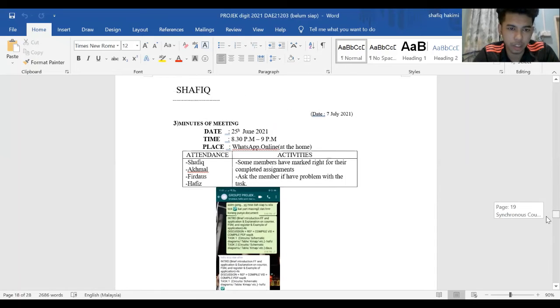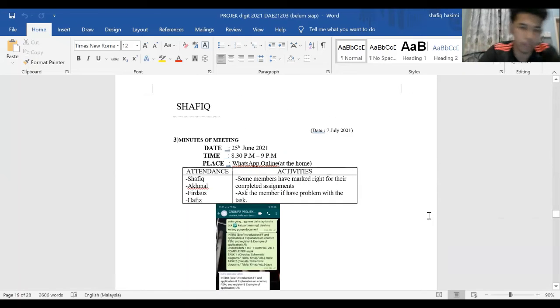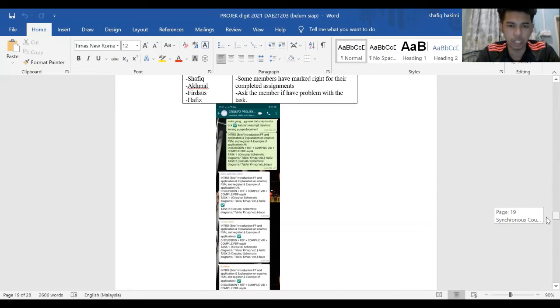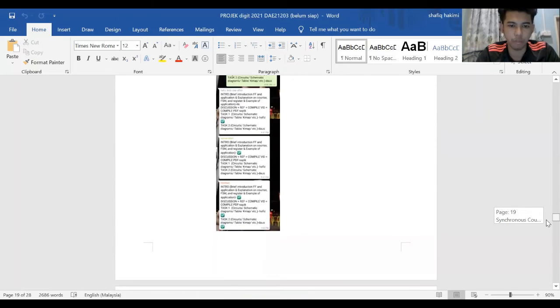And thirdly, for the minutes of meeting, we did it on 25 June 2021, and the time was 8:30 PM until 9 PM, and the place was WhatsApp online. For the attendance, all attended, and for the activity, some members had marked right for their completed assignment, and we asked the members if they had problems with the task. And this is the evidence for the third minute of our meeting.